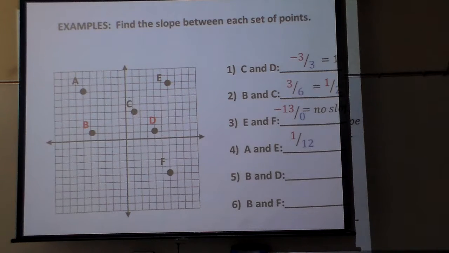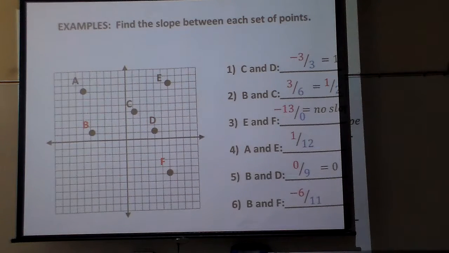Let's try B and D. Well, wait a minute here. It goes over like what? 9? But it doesn't go up or down any. So how would I write that? Well, remember it's rise over run. It went up and down 0 and over 9, so it's just 0/9, or just a 0.